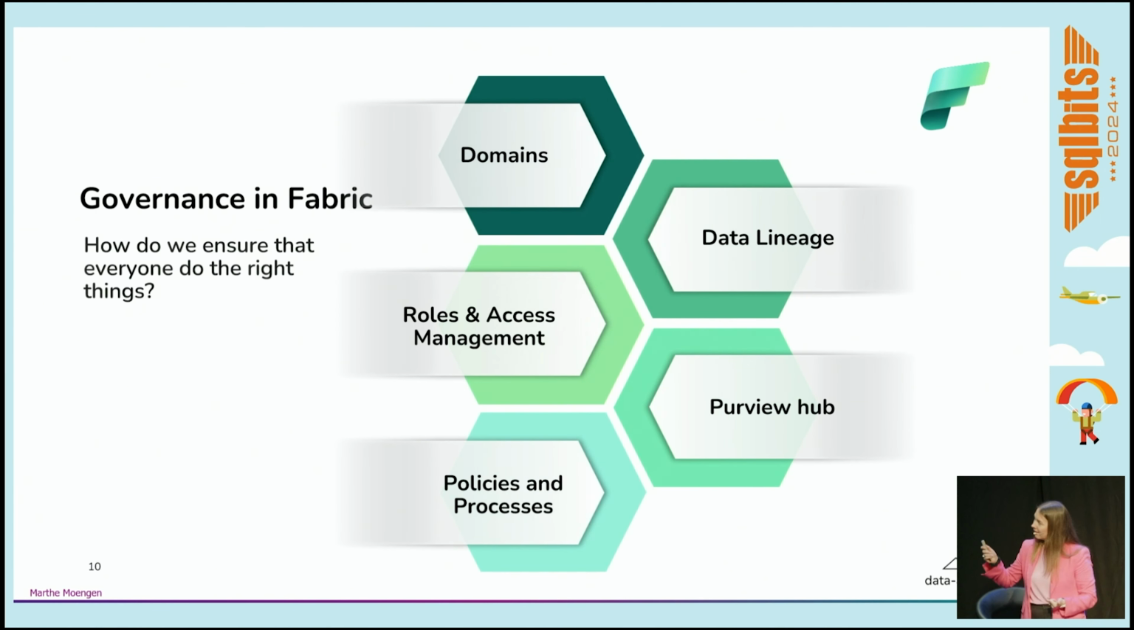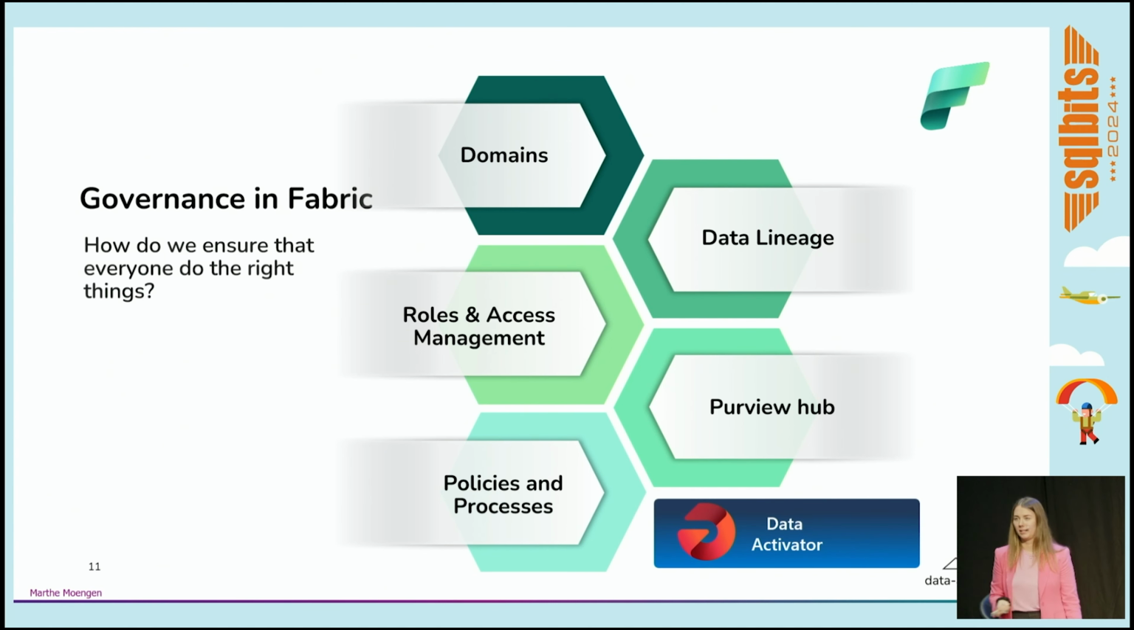But if we look at Fabric as an overall solution, there are some really specific things that you would take advantage of in the governance domain. So you would use domains, roles and access management, policies and processes, and Purview Hub and data lineage. But I think that Data Activator should be here as well. You can use this as part of your governance policies and to help you have control over your data.